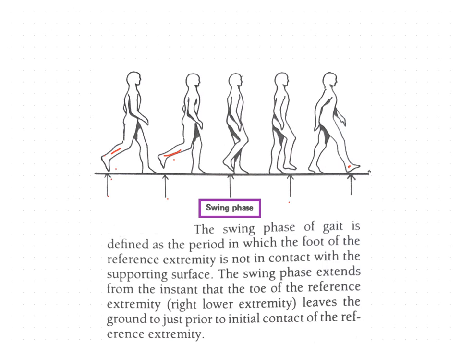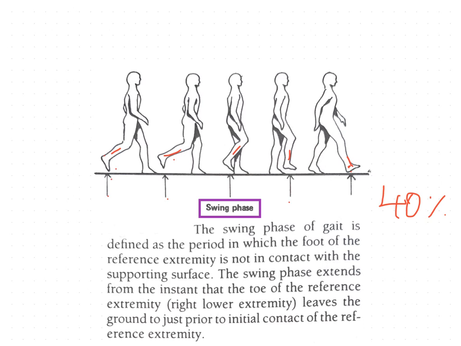In all this time the limb is in the air and not in contact, and it is going to end just at the beginning of the next heel strike. This is called the swing phase. When the reference extremity is in the swing phase, it does not contact the ground at any time. The swing phase makes up 40% of the gait cycle.